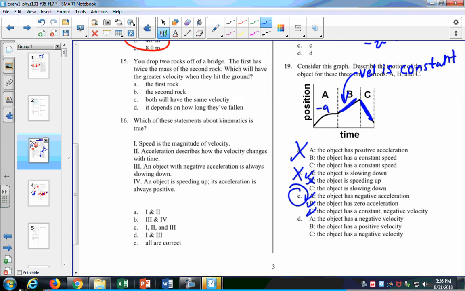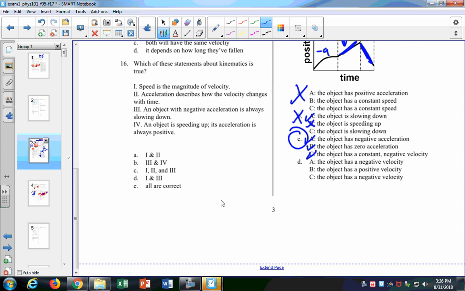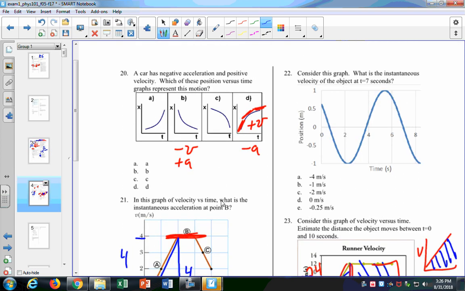That's a good question. We should have a similar question on the test in a couple weeks. But not the same, but similar. Okay, let's see what else we got here.